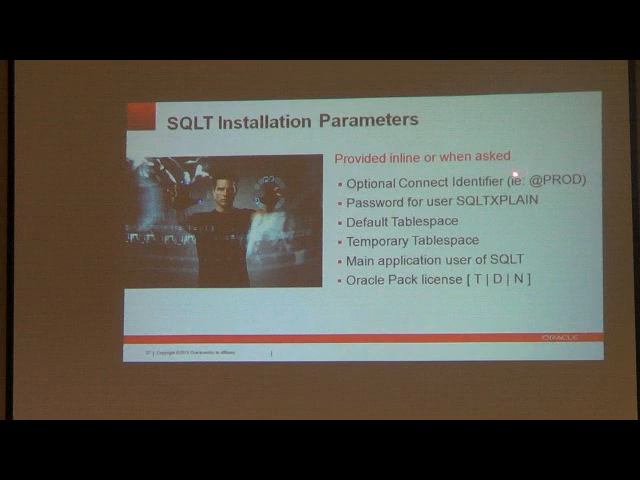And the key is this one here. So I connect to my database or to my SQL process that I can access. And if from here I can access the other database through the connect identifier, I pass this connect identifier. So through the connect identifier, I can actually install the tool on the database. Is that clear? So there is a method to do that. So I provide the password for SQLT, default tablespace, temporary tablespace, and the main application user.